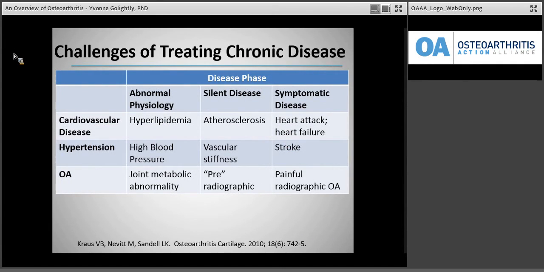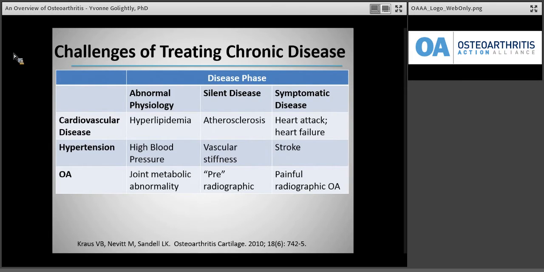So you may be wondering why there are few effective treatments for osteoarthritis, and some of it has to do with when in the disease phase we are often first seeing the patient and trying to help them. And this chart helps explain this. What we see here is a comparison of intervention points for osteoarthritis with cardiovascular disease and hypertension. So many of you may be familiar with the approach to managing cardiovascular disease early.